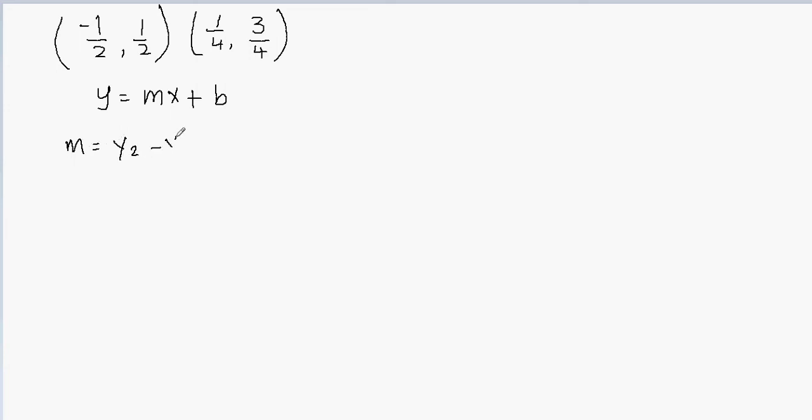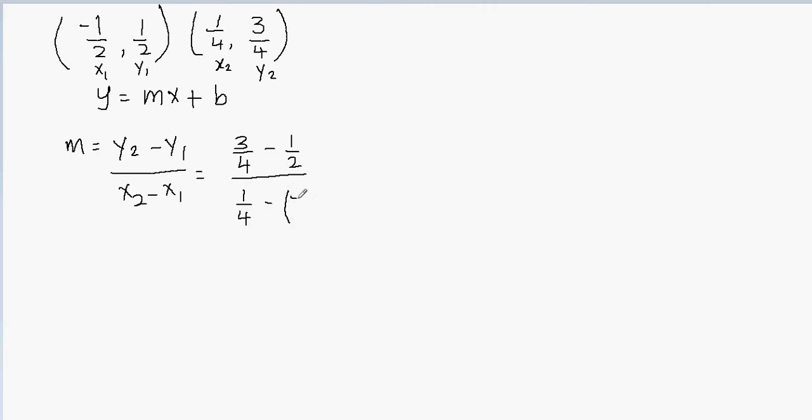m is equal to y2 minus y1 over x2 minus x1. If you get whole numbers like 5 and 3 and 2 and 4, then you can just graph those points and find the slope. But here, since you have fractions, it will be easier to use this formula. So we can label these points as x1, y1, x2, and y2. Now let's plug in the values in this formula. y2 is 3/4, minus y1 is 1/2, over x2 is 1/4, and x1 is 1/2.